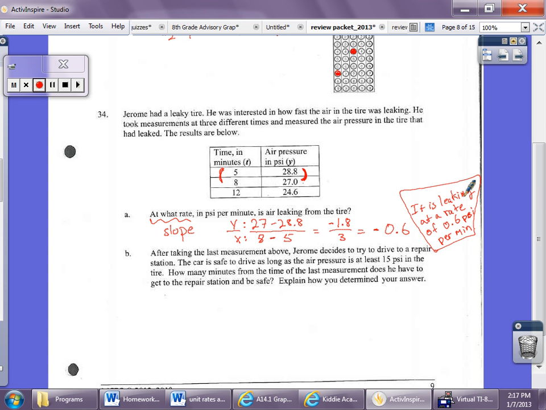After taking a last measurement above, Jerome decides to try to drive to a repair station. The car is safe to drive as long as the air pressure is at least 15 psi in the tire. How many minutes from the time of the last measurement does he have to get to the repair shop? Well, if we look at the last measurement, it's 12 minutes, and there's 24.6 psi. So this is at the last minute now.